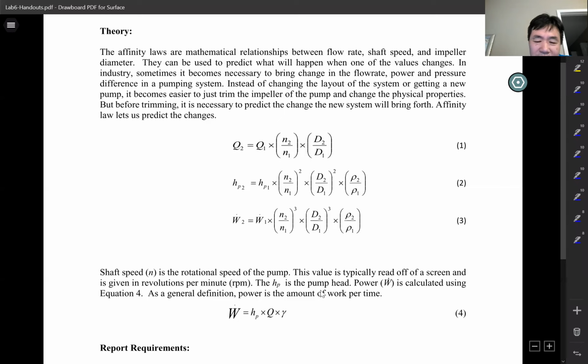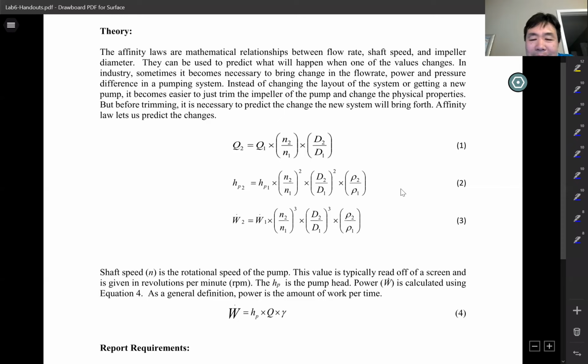So here, equation 4 lists the power equation. I hope you still remember it from fluids, right? Pump head times flow rate times gamma. Gamma is the specific weight of the fluid, rho g basically.